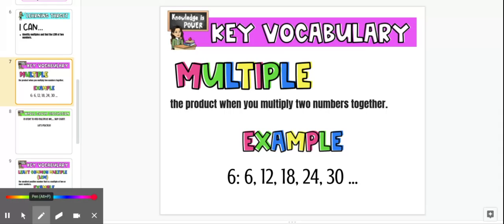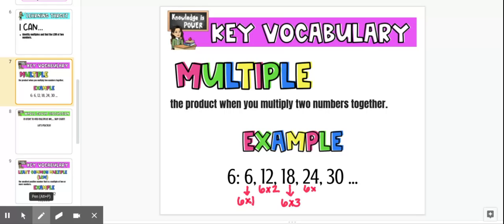So for instance, in this example, 6 is the product of 6 times 1. 12 is the product of 6 times 2. 18 is the product of 6 times 3. 24 is 6 times 4. And 30 is 6 times 5. So the multiples of 6 are 6, 12, 18, 24, and 30.